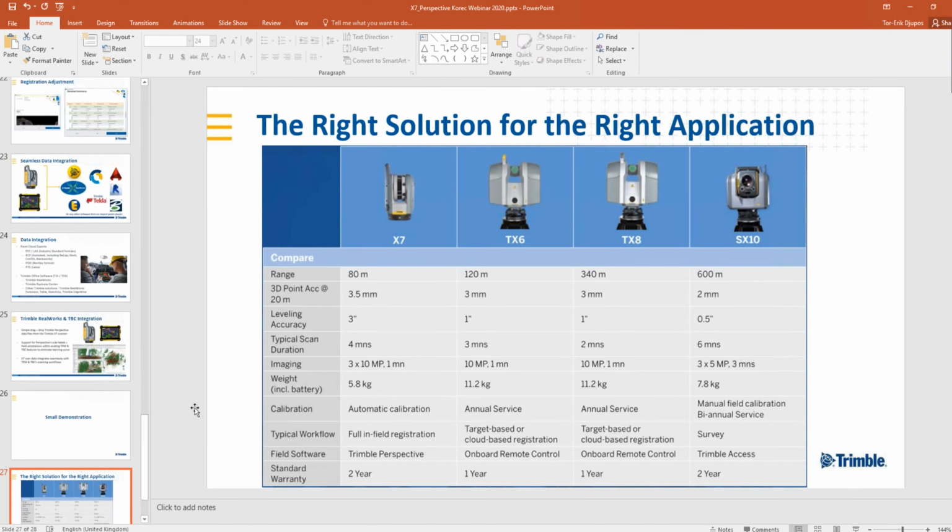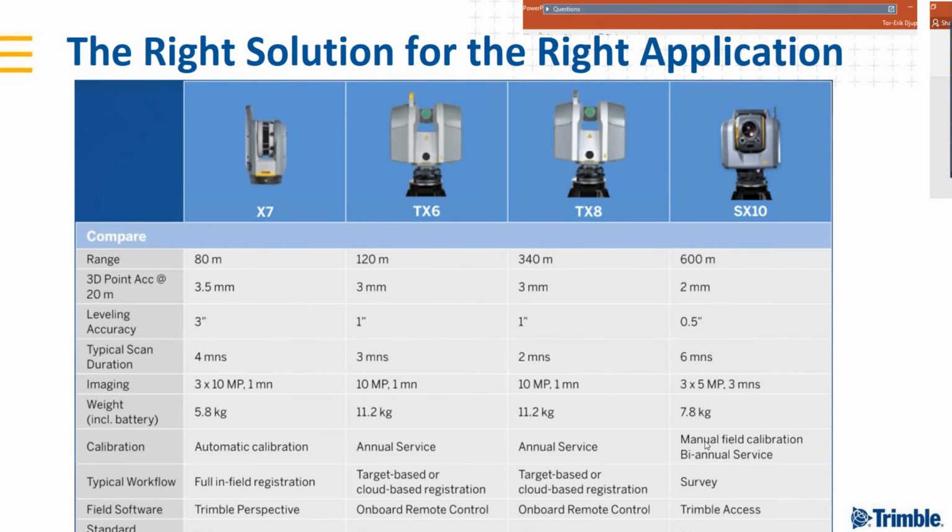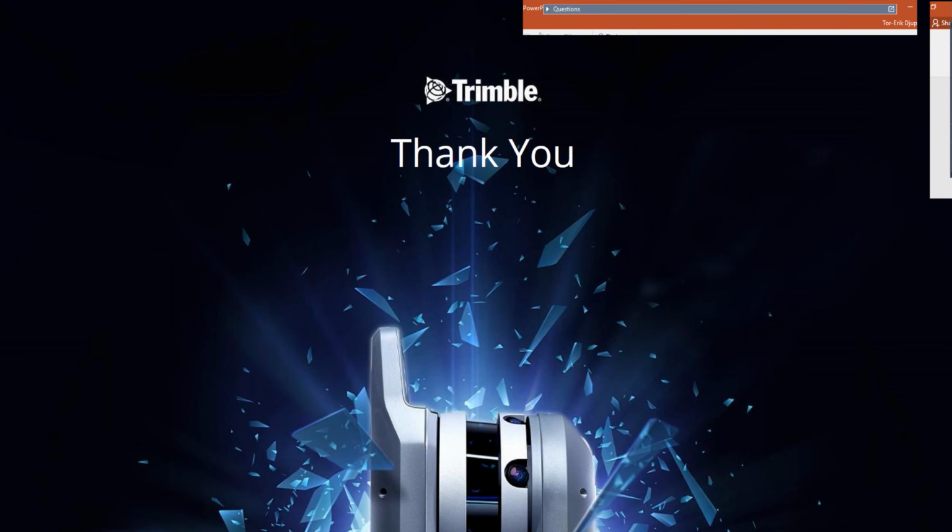I also just wanted to say very quickly that, of course, the X7 isn't the only scanner we do. We also have a couple of other scanners, such as the TX6 and TX8. They are bigger scanners, but they have very different scan performance factors in them. And then, of course, also the SX10, which, strictly speaking, isn't a scanner. It's a total station that has scan capabilities. But again, it has some unique features and functionality for that. With that, I think I conclude this presentation.